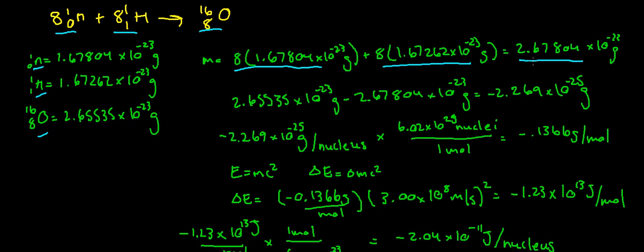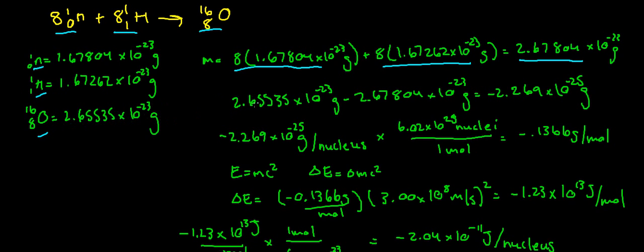If we were to think beforehand, before we knew about Albert Einstein's equations, we would think that these masses should be the same. If I took 8 individual neutrons and 8 individual protons and added them up, it should be the same as this oxygen, which is 8 protons and 8 neutrons. What we're going to find out is that it is not.